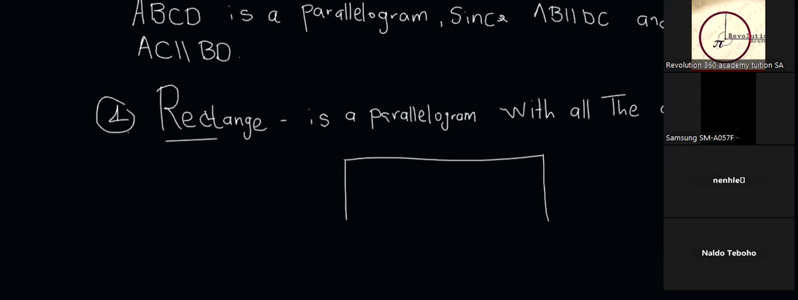So let's call it A, B, C, D. Then this is going to be 90 degrees right here, 90 degrees right there, 90 degrees here, 90 degrees right there, right? And then since this is a rectangle, it means here we're going to have both pairs of sides being parallel, like this. As well as here, we're going to have this being parallel to that.